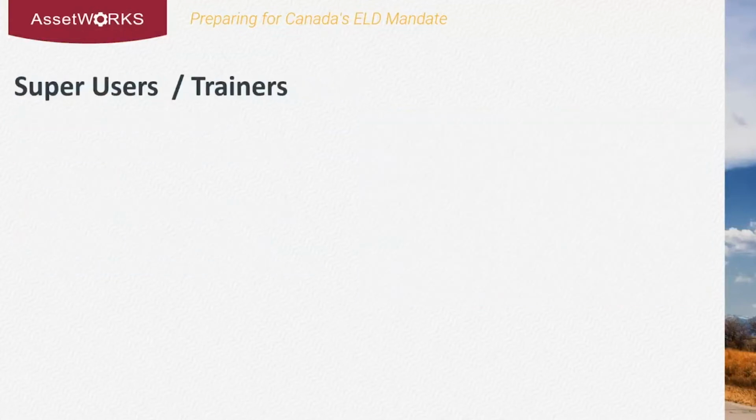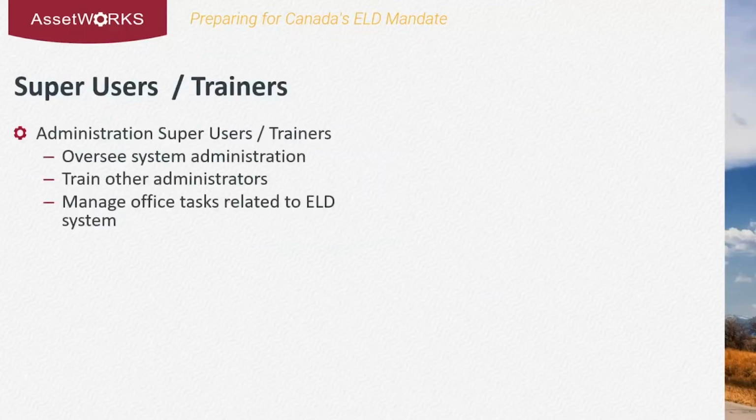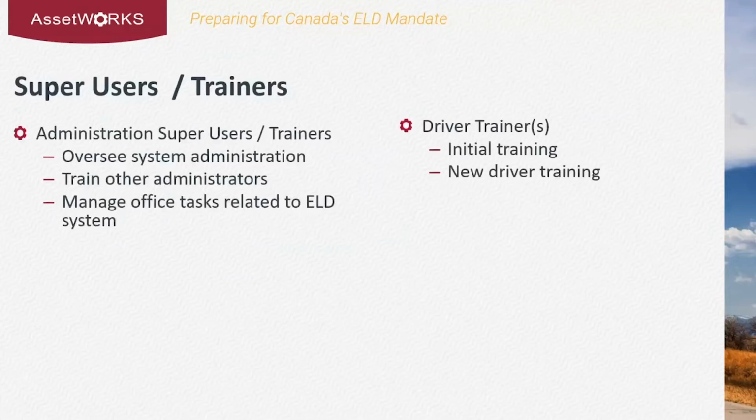The other roles you're going to need is to identify your super users and trainers. So you're going to have the administration side. They're going to oversee all the general duties with the system administration from the office side, not only be a super user themselves, but be able to train other users and manage all the office tasks related to ELD systems. Then you're going to need to identify driver trainers. So who's going to help us do the initial training, but also be able to onboard new drivers as there's turnover or expansion of your fleet, right?